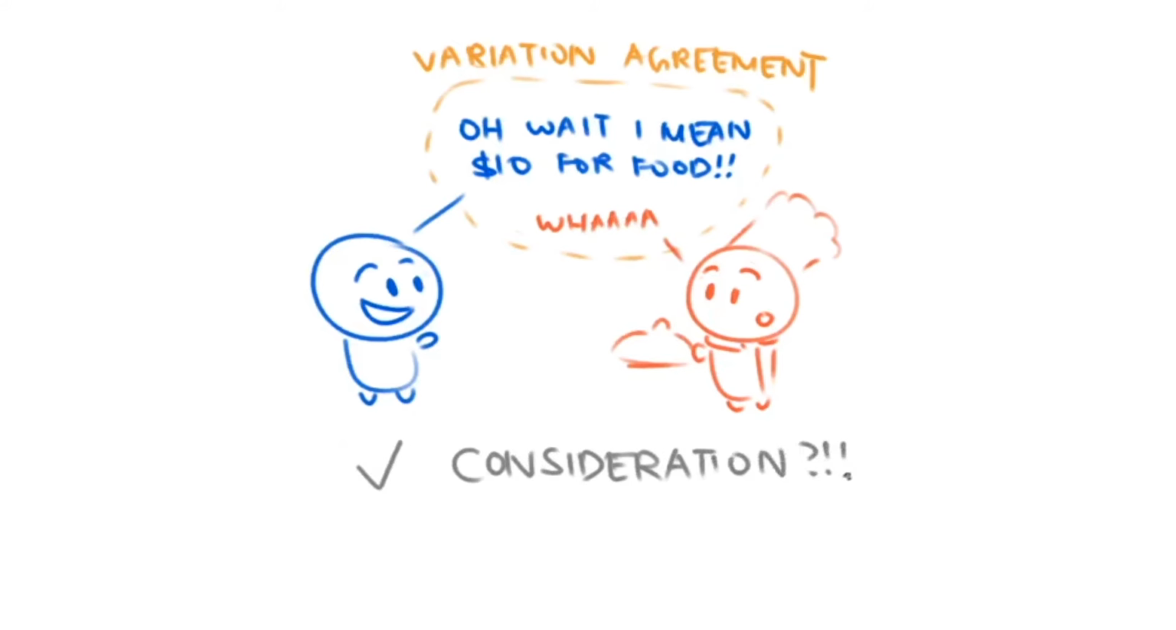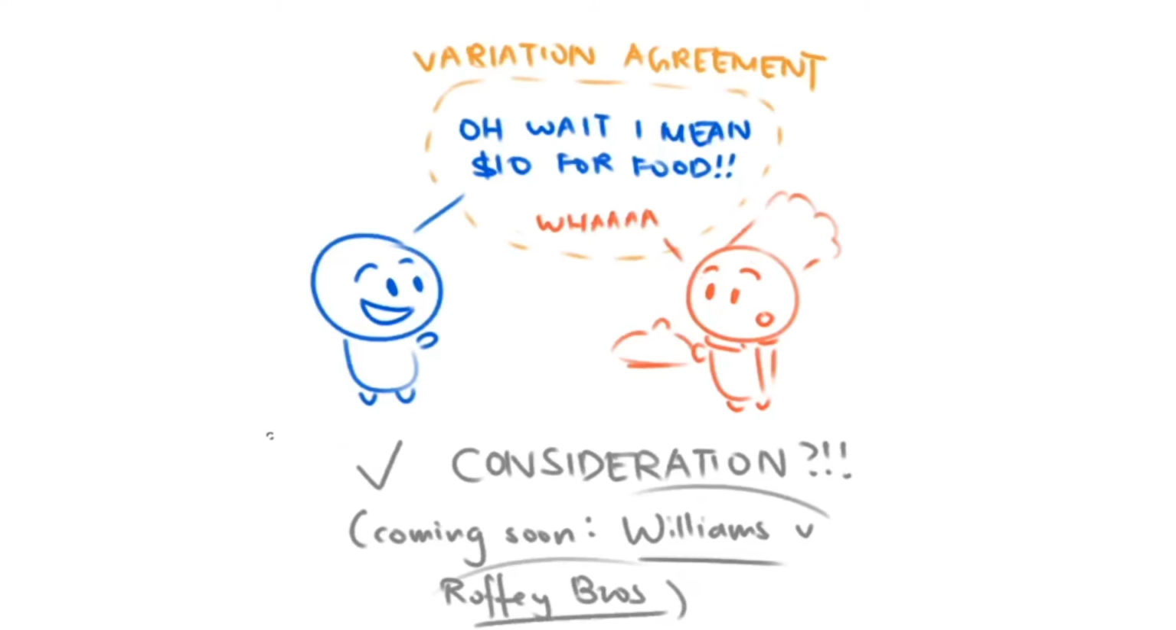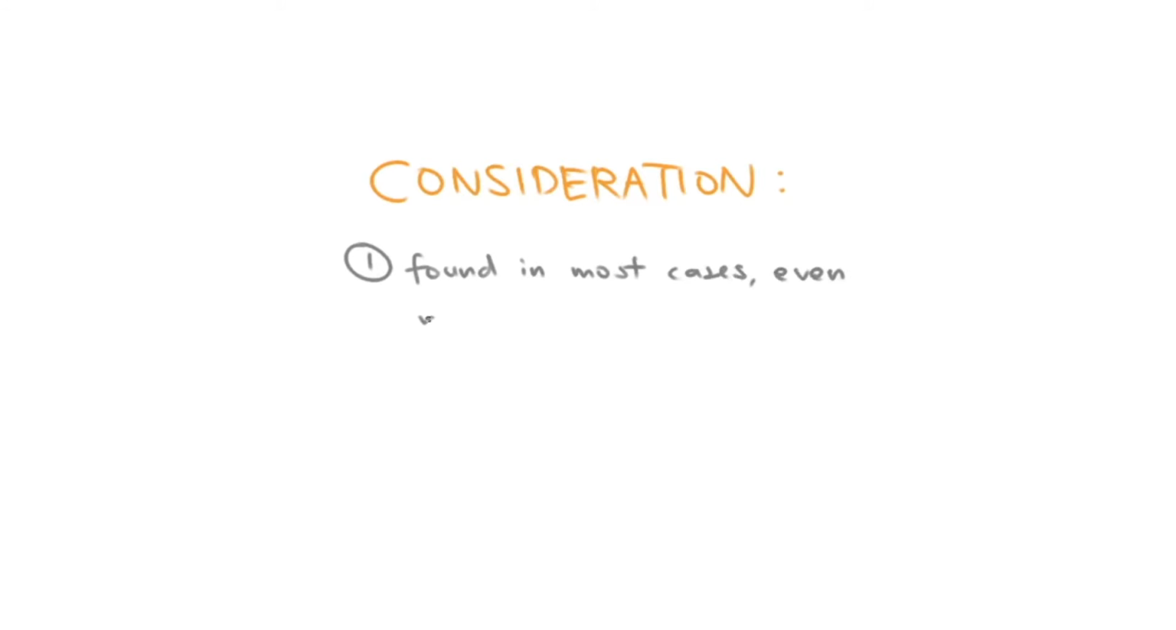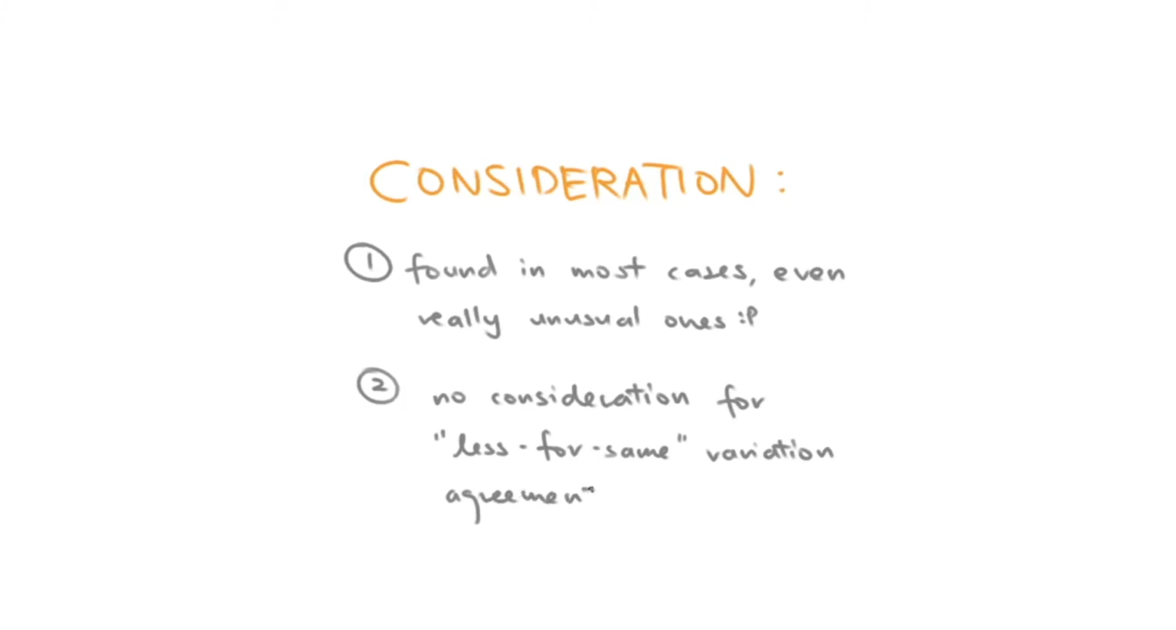So on this point, stay tuned for my case summary of the Williams and Roffey Brothers case. But we'll be talking about just that today. In today's video, we talked about the very unusual doctrine of consideration, some interesting examples where consideration was found, and why there's no consideration in the situation where you pay less for the same thing.